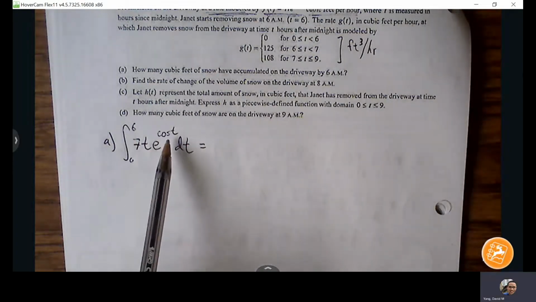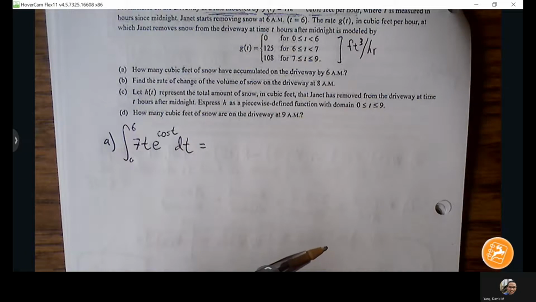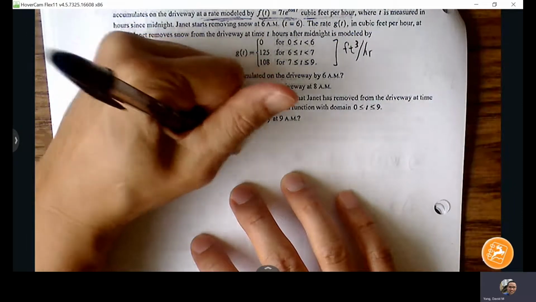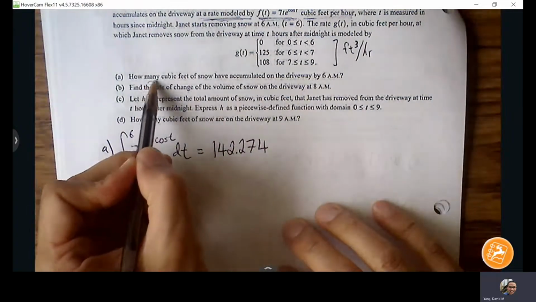Okay, the integral of 7x e to the cosine of x from 0 to 6. Okay, I got 142.274. And what's our unit going to be here? Cubic feet, right?